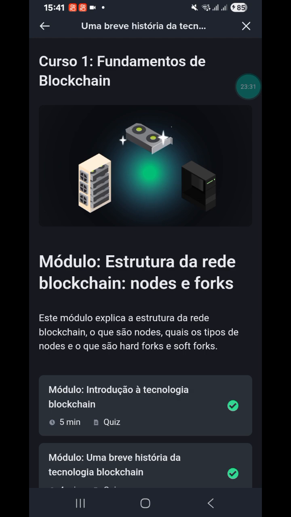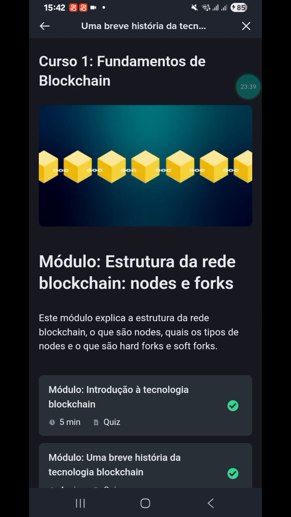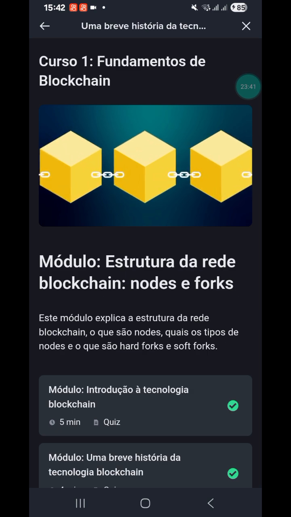Examples include GPUs, as you might find in gaming computers, or purpose-built devices like application-specific integrated circuits. We say that public blockchains are permissionless and anyone can become a node.